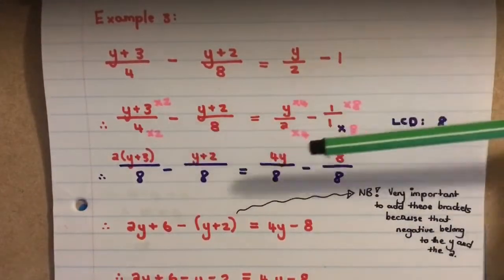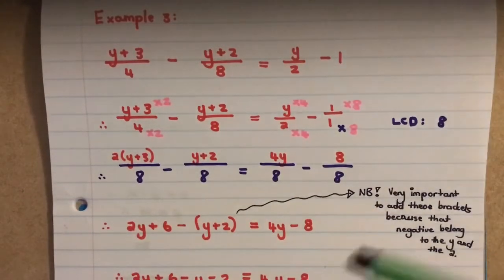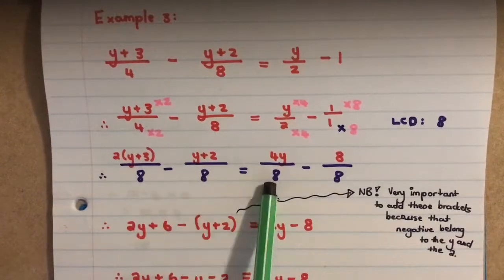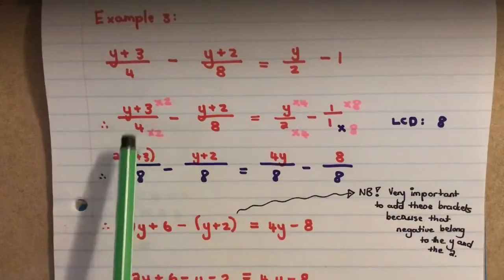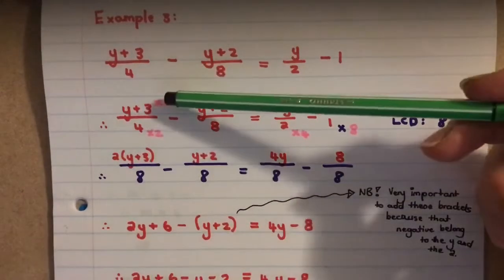Can 2 go into 8? Can 1 go into 8? Yes, your LCD is 8. Okay, then you place them each over 8. How did I get 4 to 8? I times it by 2. What I do at the bottom is I do it on top.